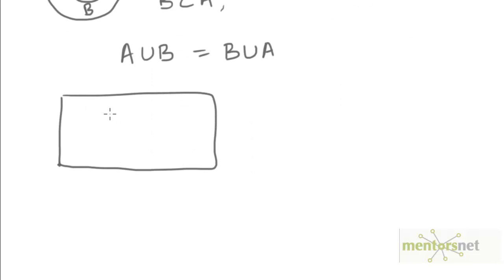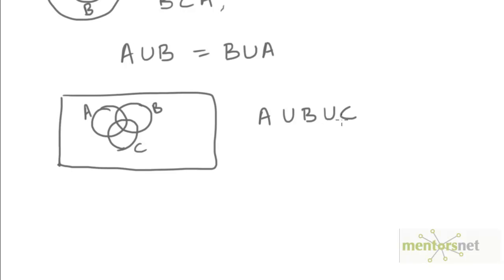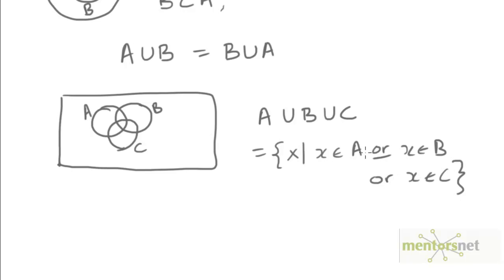For example, if we had 3 sets A, B and C, we could take the union of all 3 of them, and this would be the set of all elements X such that X belongs to A, or X belongs to B, or X belongs to C. Of course, X could belong to more than one of these sets, but for any element to be present in the union, it has to be present in at least one of these sets. So in this Venn diagram here, the union of A, B and C would be represented by this shaded region.